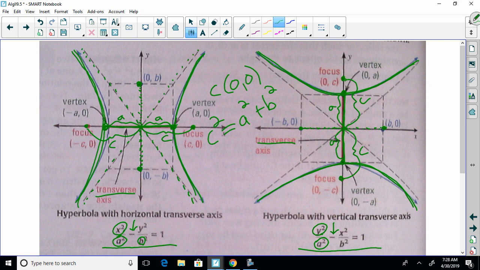This will probably be something new for us. These are called asymptotes. It's one of those fun math words to say, asymptotes. Here they are on the vertical one, the up and down one. Asymptotes.